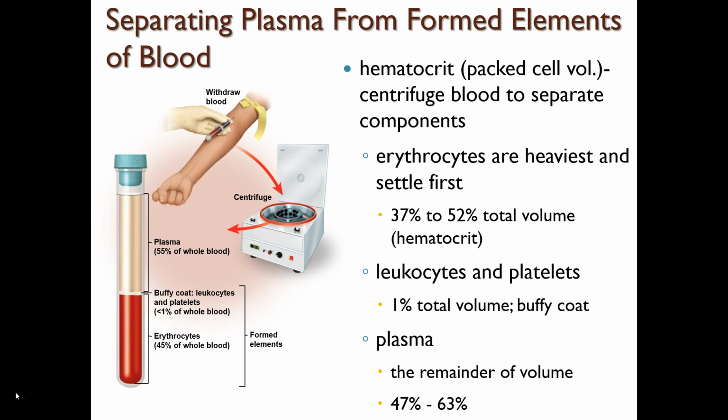Polycythemia is where there's an abundance, or more red blood cells than normal. And if there are fewer, that's anemia.